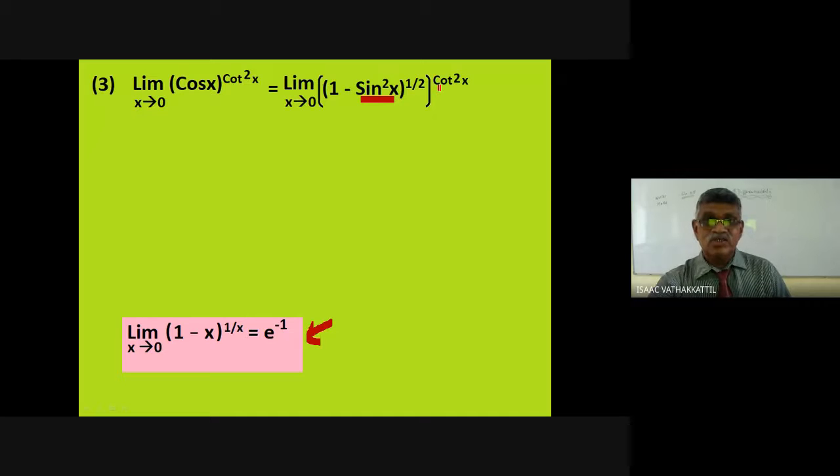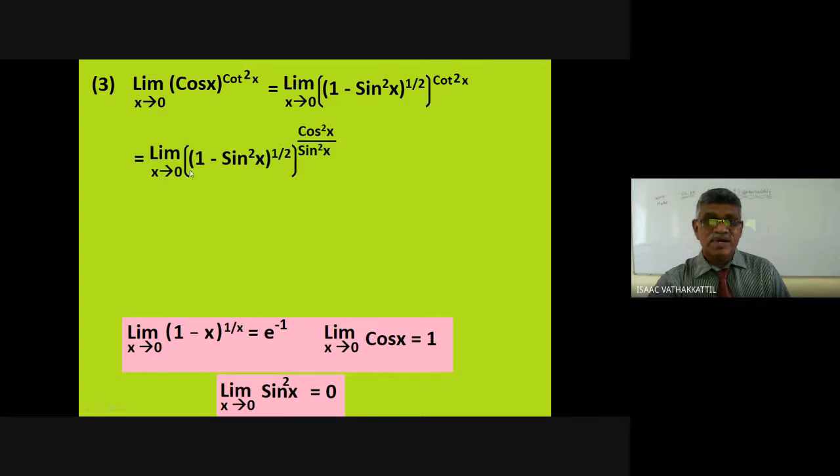And that sine squared x you are going to get from cot squared x, cos squared x by sine squared x. I can even make some arrangement for this power. So this I can rewrite as limit x to 0, 1 minus sine squared x raised to half, whole raised to cos squared x by sine squared x. You know, as x tends to 0, cos x is 1 and sine x is 0.